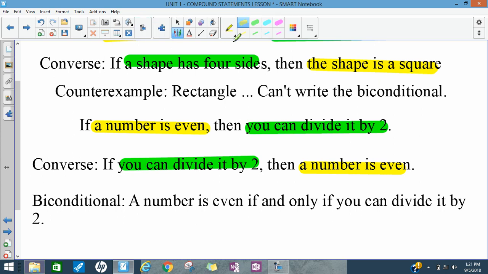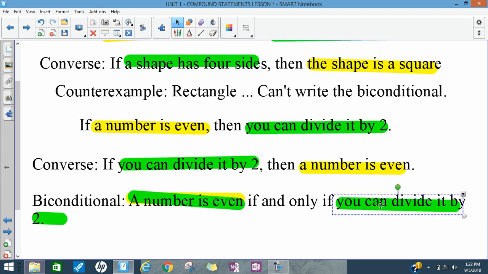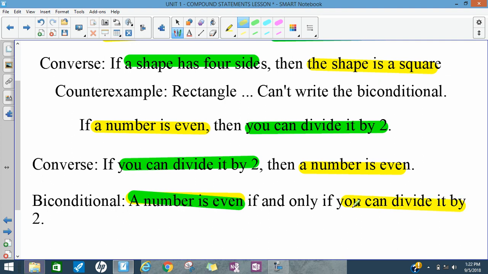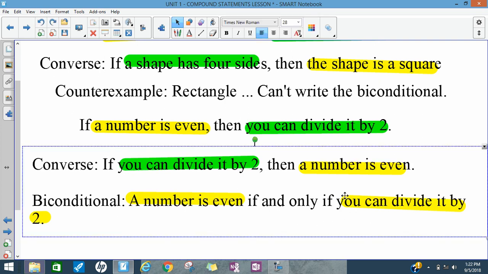And let me point out again, I have my P, a number is even. I have my Q, you can divide it by 2. Oops, I did those backwards on you, so this should be green and this one should be yellow. Just want to be consistent. Okay, now you guys are going to make fun of me because I screwed that up again. I had it right the first time. Sorry about that.